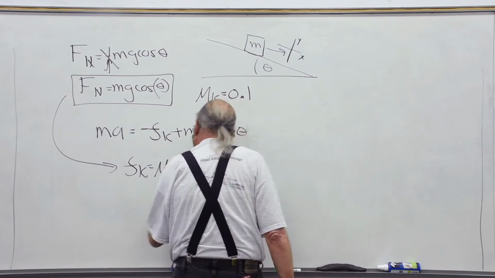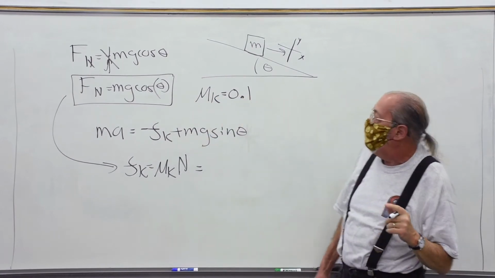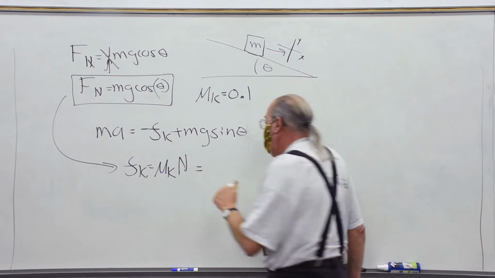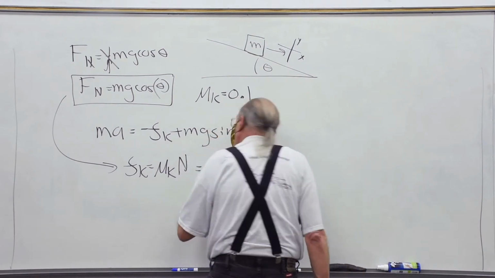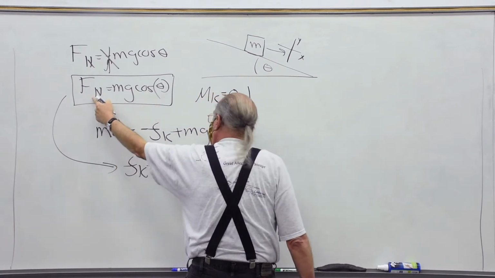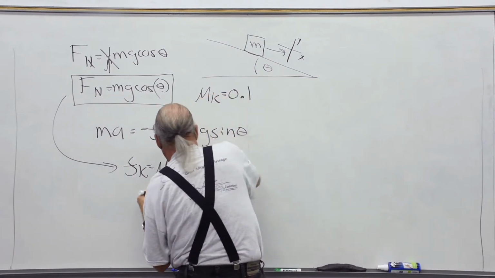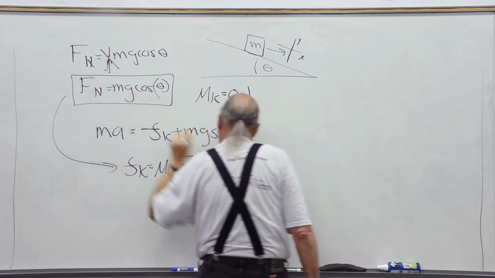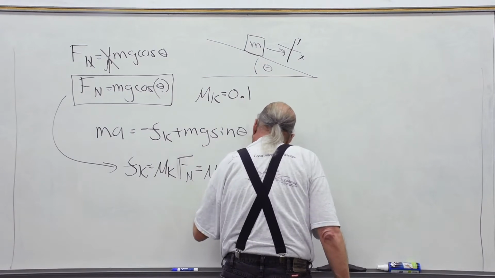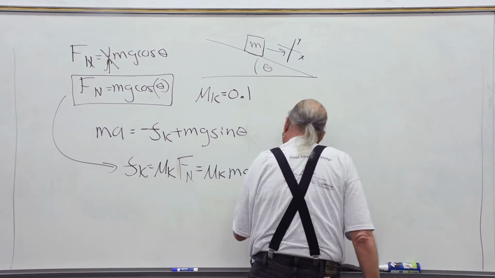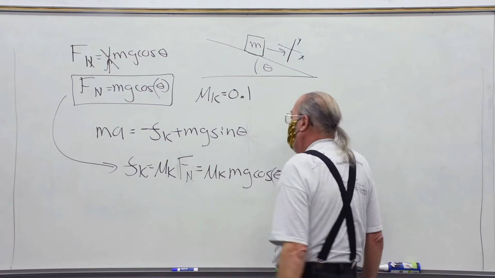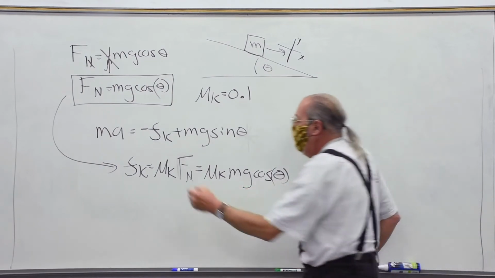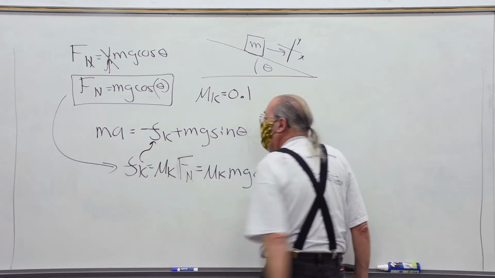However, we're doing this algebraically, and this is a problem that must be done algebraically for us to see what happens. This is mu sub k, and then we put this in. Fn is mg cosine theta. Now, what should I do with this? I put it in here.